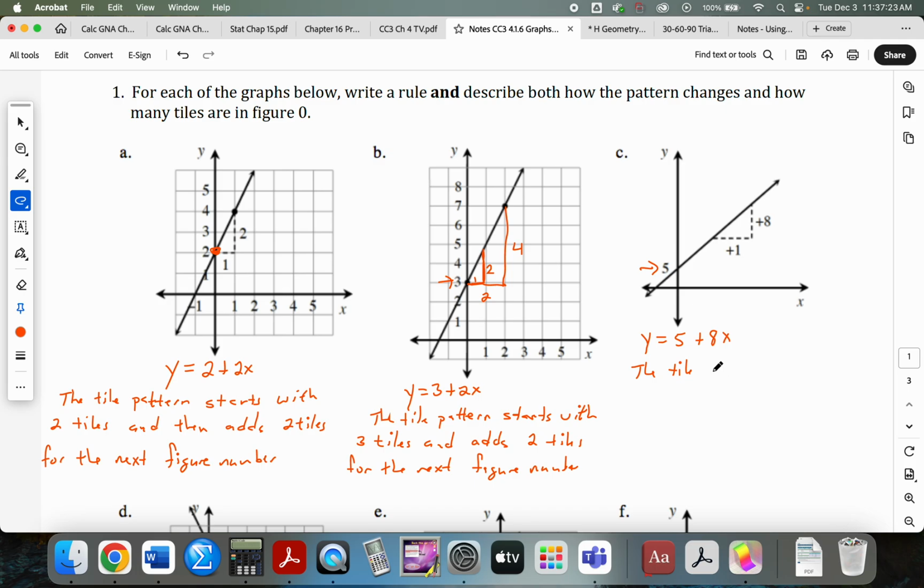So here the tile pattern starts with 5 tiles and adds 8 tiles for the next figure number.